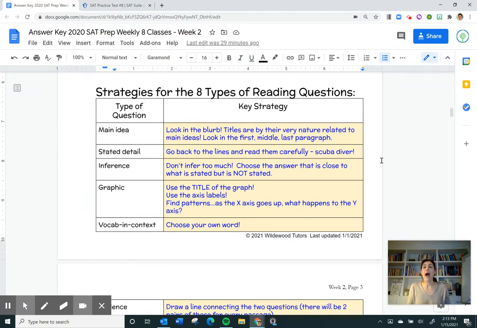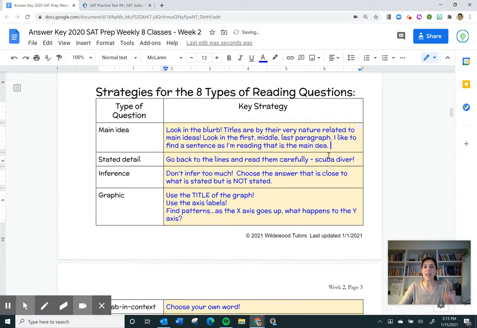Okay. I also, for that one, just to expand on what's here, I often like to, let me type this out here. I like to find a sentence as I'm reading that is the main idea. So I look for it as I'm reading and even mark it off as I'm doing it. Okay. All right. And this is more of a side thought. Okay. So really that's my main idea stuff.